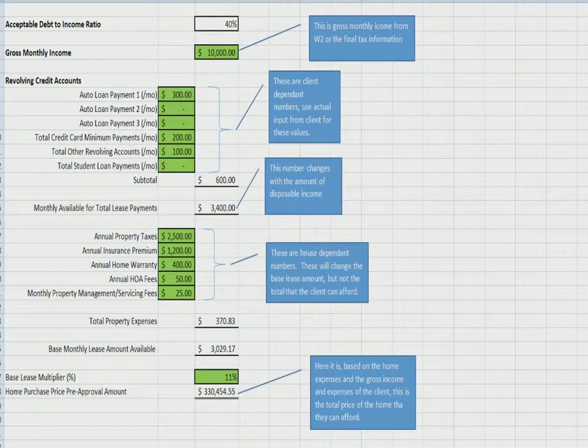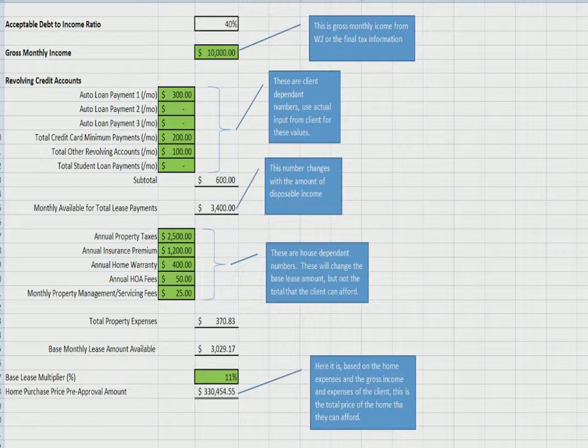Now what we're going to do is back into what his affordability is on the gross price of the house, the acquisition price. And we're going to use this base 11% multiplier. The reason we do that is we basically know what the price is going to be based on our acquisition 11%. As I said, we're going to use that as the criteria.